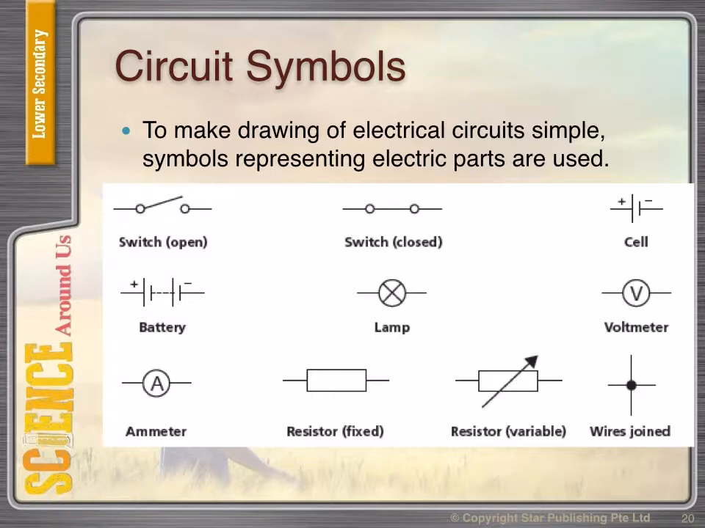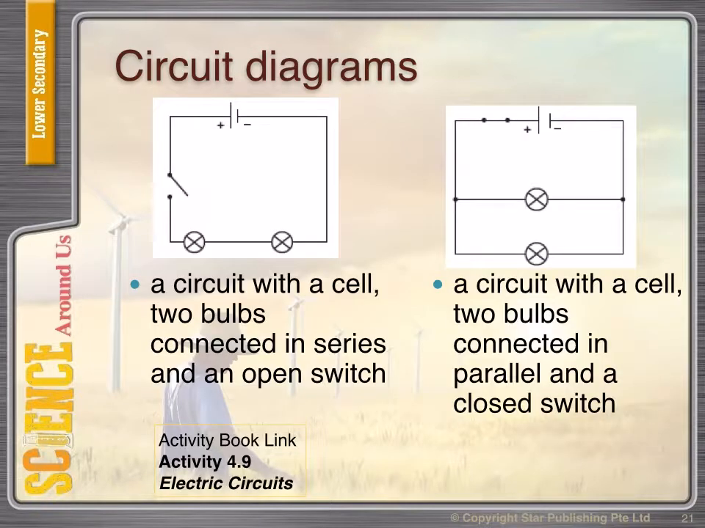Instruments to measure voltage and current: the first one is called a voltmeter, capital V in a circle. The one at the bottom left is an ammeter, which is capital A. Then fixed resistor, followed by variable resistor, which has an arrow. And if I want to show that wires are connected or joined, there's a dot there. So how do we draw circuit diagrams?